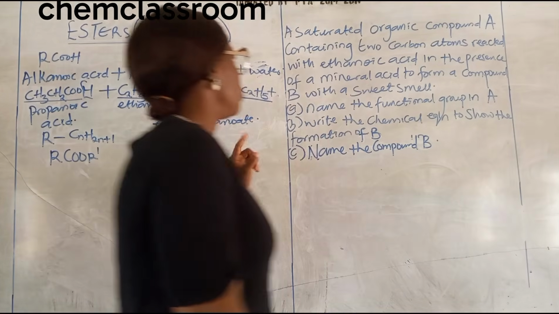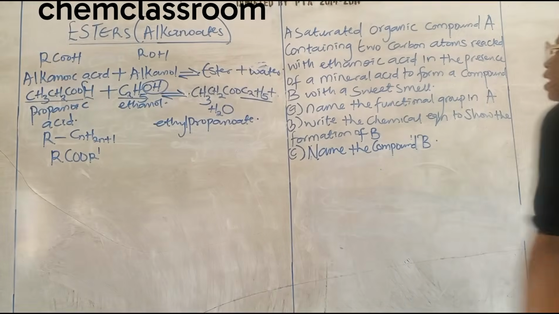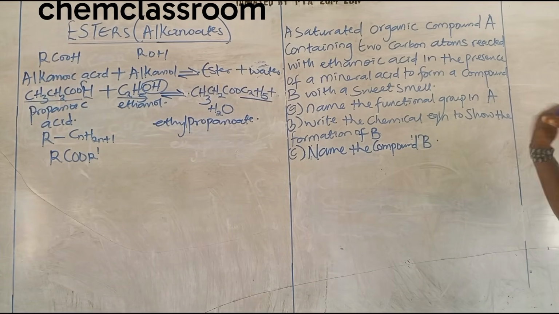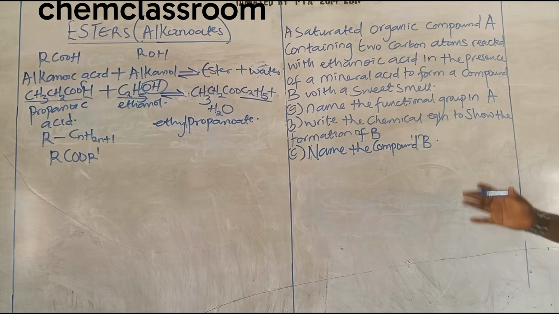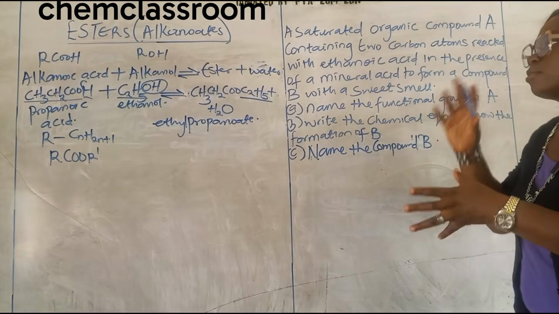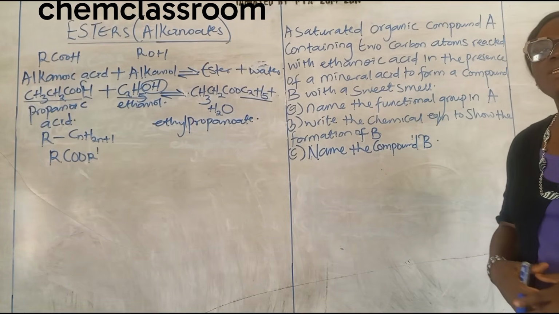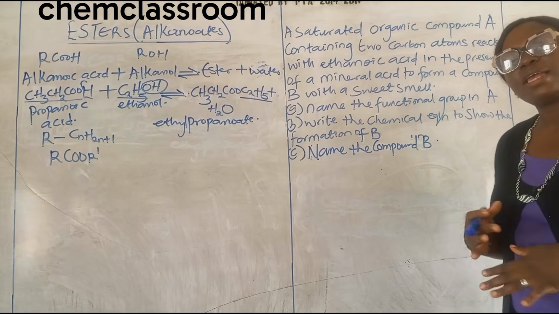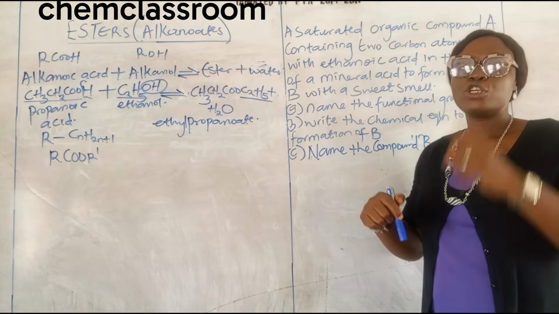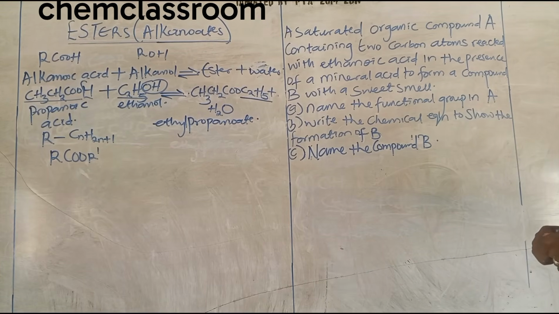Okay, let's move right away. A saturated organic compound A containing 2 carbon atoms reacted with ethanoic acid in the presence of a mineral acid to form a compound B with a sweet smell. Now, I forgot to emphasize that ester is the organic compound that has the sweet fragrance, this sweet smell. So anytime they refer to any organic compound with a sweet smell, ester should come to your mind. We are being asked to name the functional group in A.